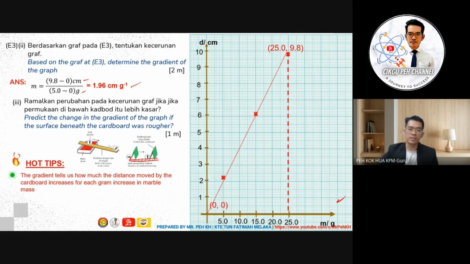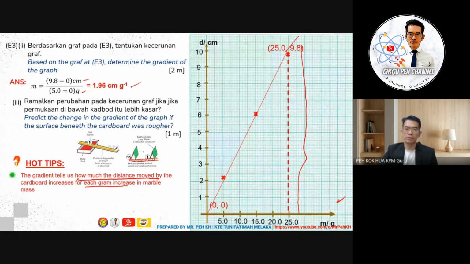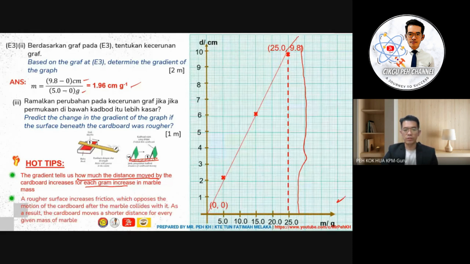The graph you can see here is cm per gram. That means the gradient tells us how much the distance will move with increases of the mass of the marbles. So we expected that when we have greater mass, the value D will increase. If we have a rougher surface, the rougher surface will increase the friction, causing the motion of the cardboard to become slower. So the distance moved by the cardboard with the same mass will decrease if we use the same marbles.